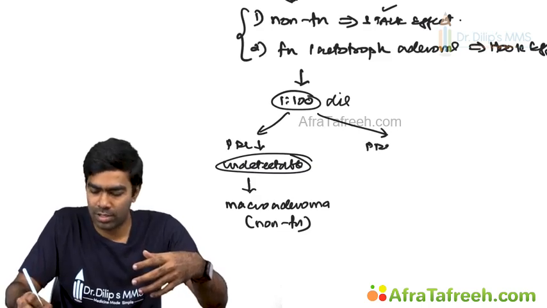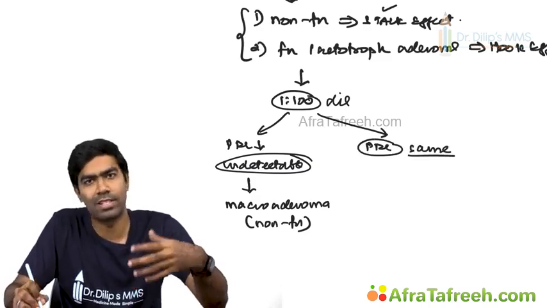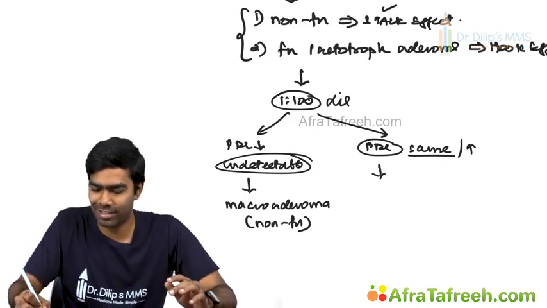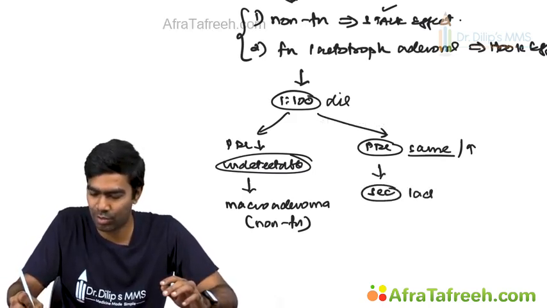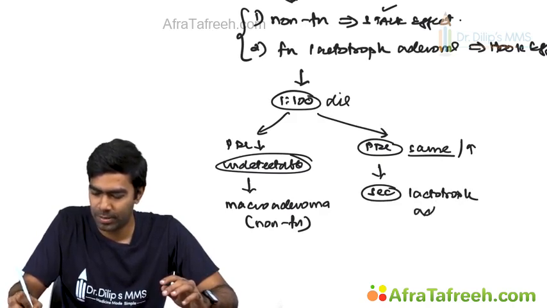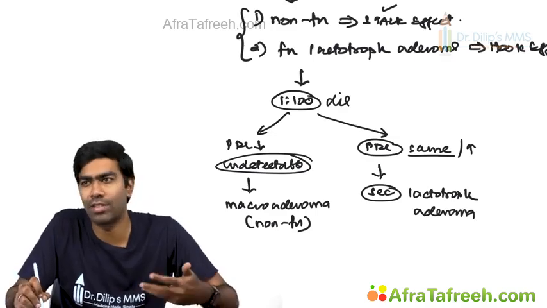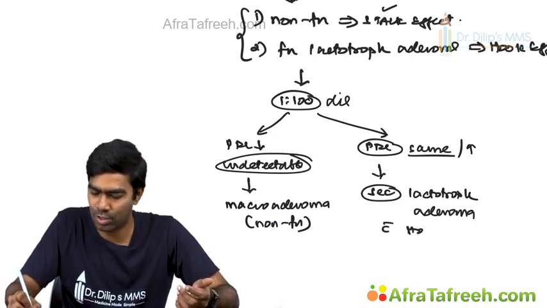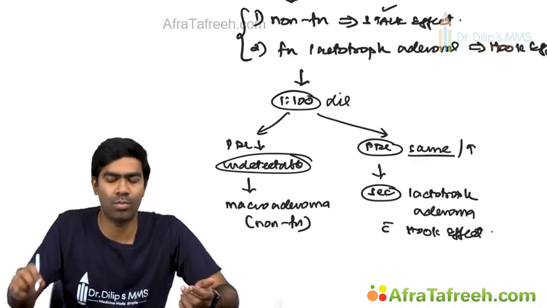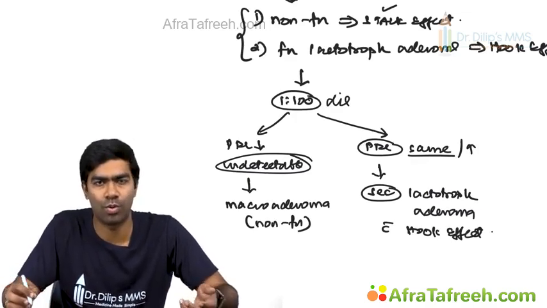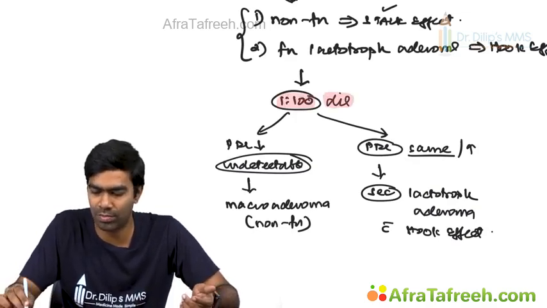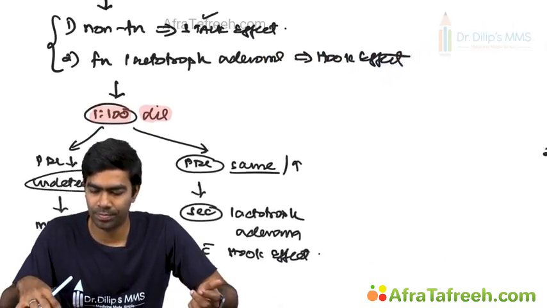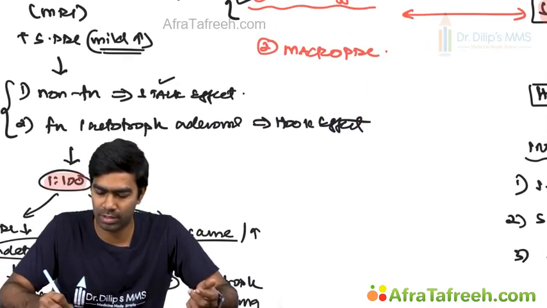If the prolactin still remains the same in the sample, or even increases after dilution, then it is very, very clear it is a secretory or functioning lactotroph adenoma, and the falsely low prolactin levels that you see are actually due to hook effect. So this is a very, very important question. If they ask what you will do if you suspect a hook effect, the next step to confirm the hook effect is to do a 1:100 dilution. That's the idea.